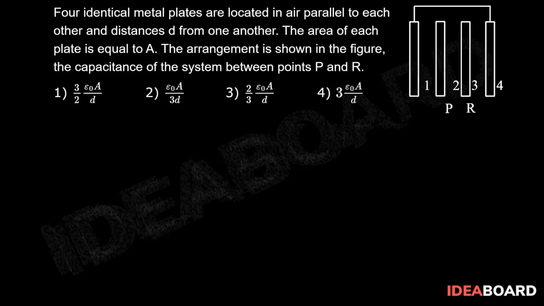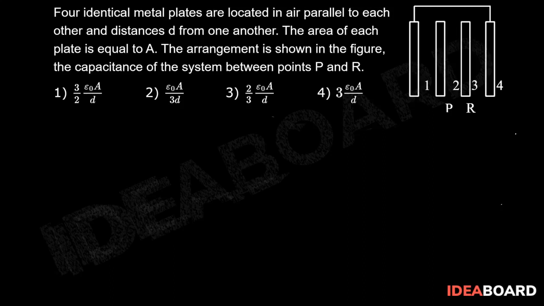Four identical metal plates are located in air parallel to each other and distance d from one another. The area of each plate is equal to A. The arrangement is shown in the figure. Find the capacitance of the system between P and R. Now suppose we have a four plate system like this.